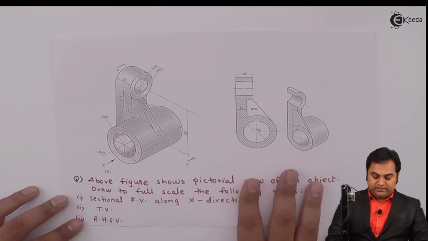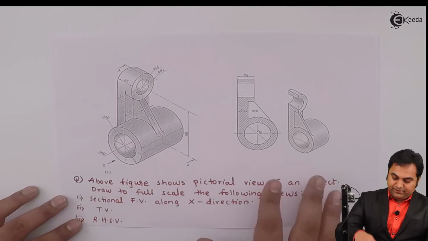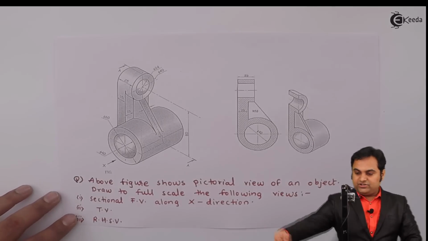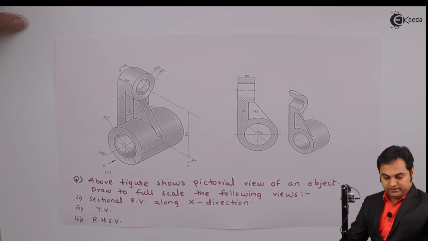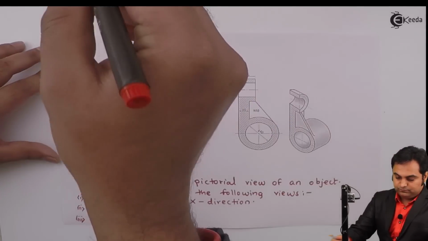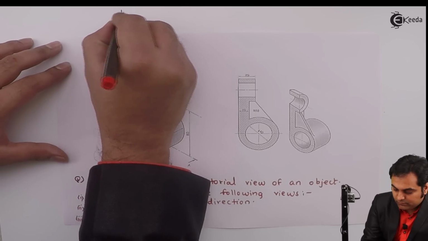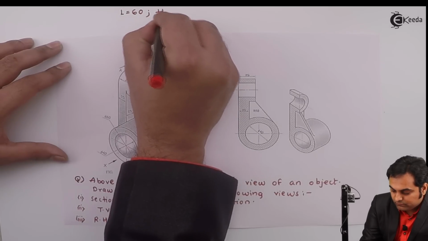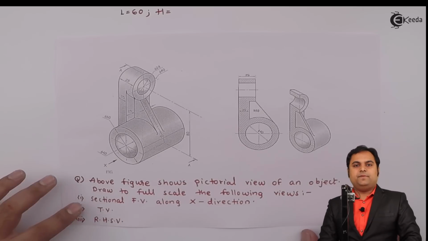So that is the total length, because this plate, this line will be connected to the diameter. So the length is 60 mm. And I'll mention it here. That is, first we should know the total dimensions. So the length is 60 mm.